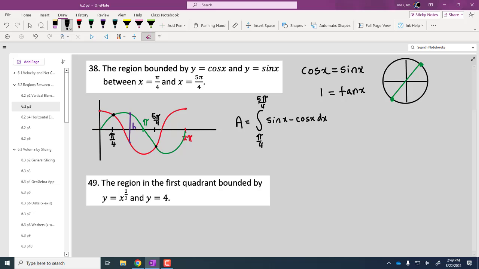Both of those have antiderivatives that we can write down immediately. The integral of sine is negative cosine. Integral of cosine is sine. And we're going to go from pi divided by 4 to 5 pi divided by 4. So we've got that.